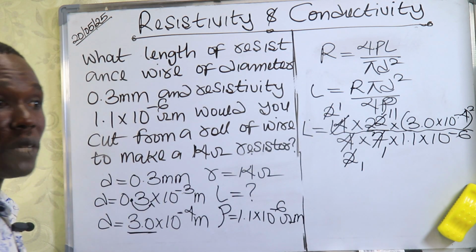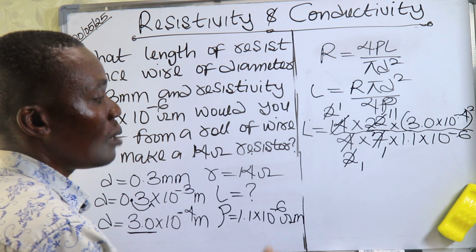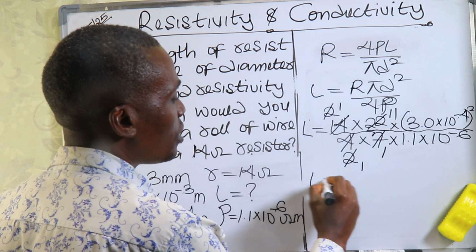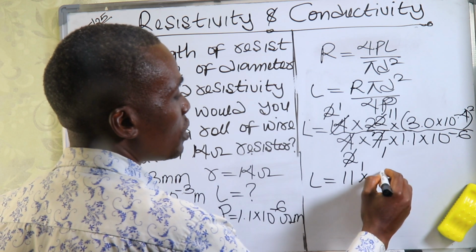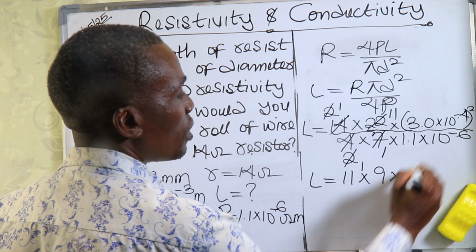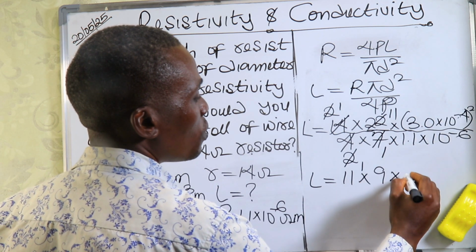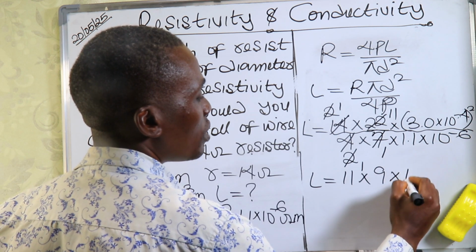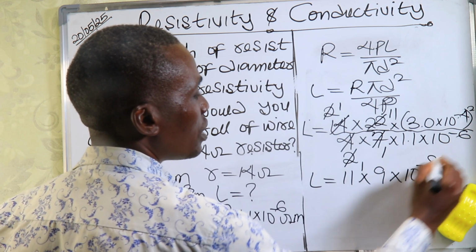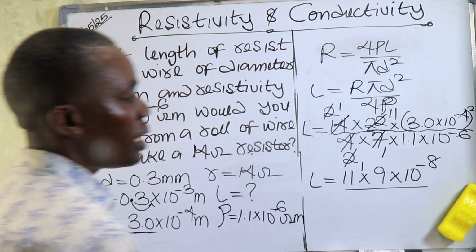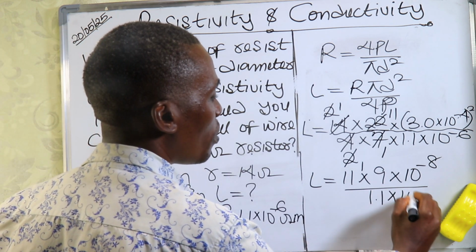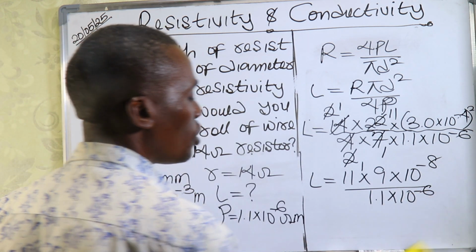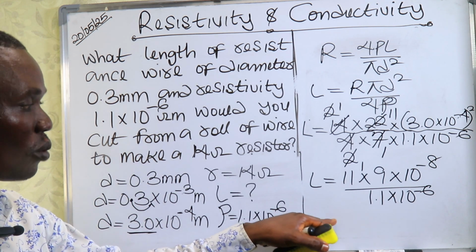So what remains now is 11 times, our length will be equal to 11 times 3 square, which gives us 9, times 4 to the power of 2. 4 times 2 will give us 10 to the power of minus 8, and all of this will be divided by 1.1 times 10 to the power of minus 6. So you see, we don't reduce small.